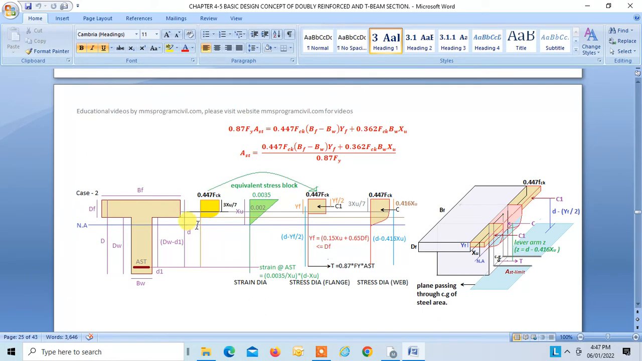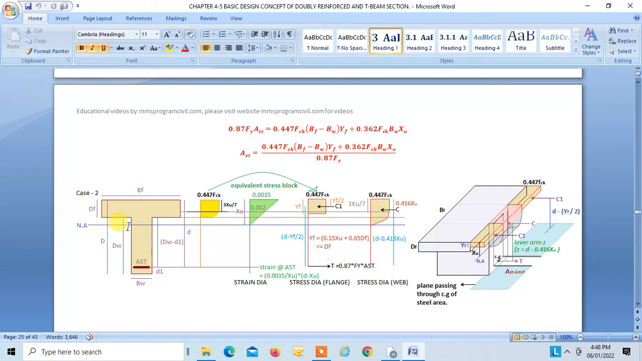But this stress diagram is a little bit complicated. So the code has given a simple solution that you can take an equivalent stress diagram like this, where the depth of the stress diagram has to be taken as YF, where YF will be equal to 0.15 XU plus 0.65 DF. XU is the depth of the neutral axis. DF is the depth of the flange, right?